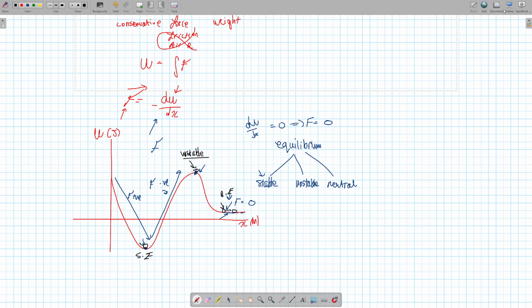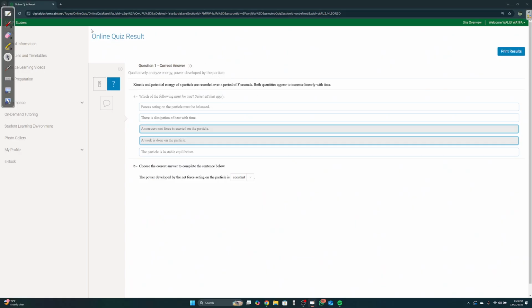So this is very, very simple. We're going to start now. Here, kinetic and potential energy are recorded over a period of t seconds. So we have energy.